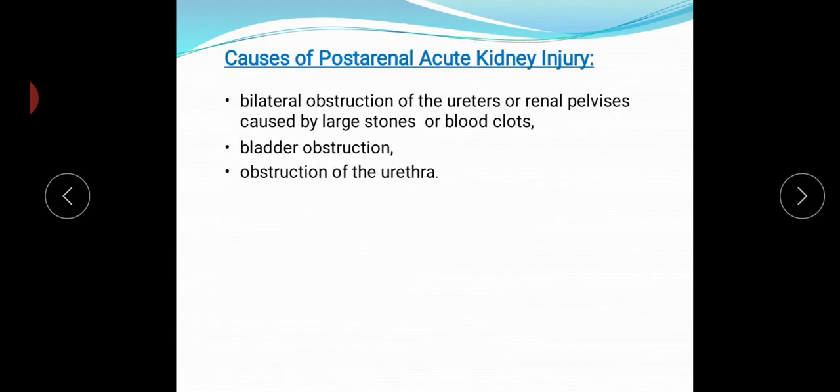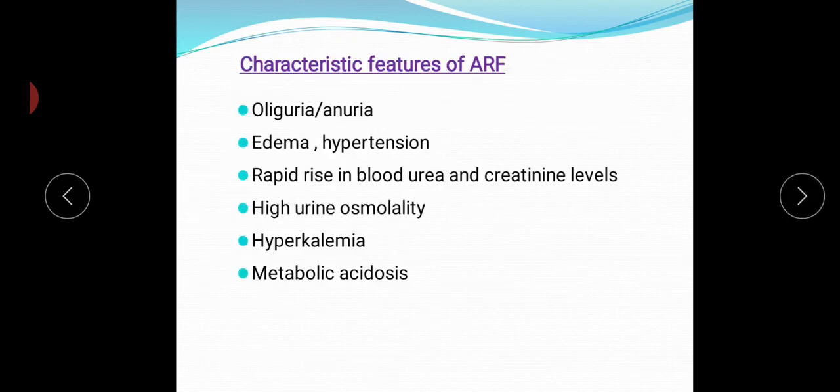Then the post-renal causes. That means the causes are within the renal system but not within the kidney. The cause may be within the ureters, the bladder, or the urethra. Obstruction to both ureters, at the pelvic level within the renal pelvis or throughout the course, may lead to renal failure. Then bladder obstruction, mainly due to a stone, may again cause damage to the kidney. The third one is obstruction to the urethra. So these are the various causes of acute renal failure.